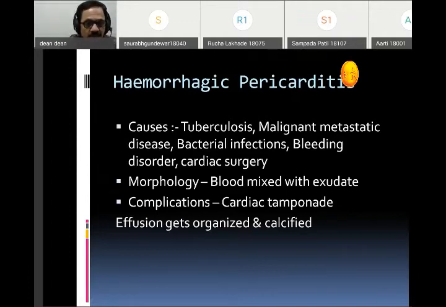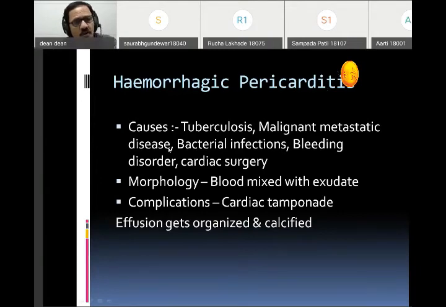So always remember there are two things of difference. One is a hemorrhagic effusion. In hemorrhagic effusion, there will be only blood, no inflammatory cells, right? So then you call it a hemorrhagic effusion. But when along with that there is inflammation, you label it as a hemorrhagic type of pericarditis.